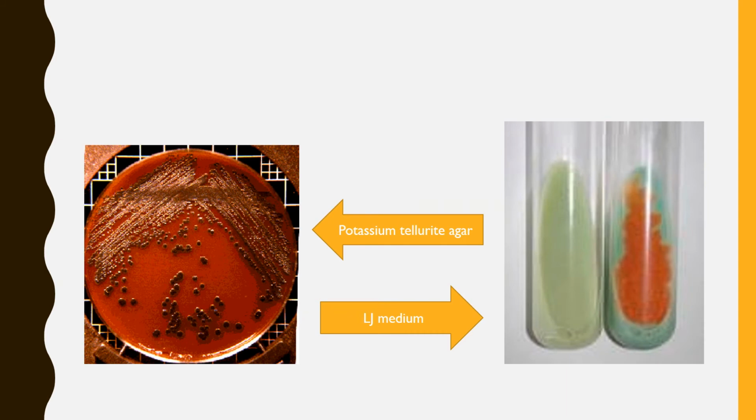And this is also an example of selective medium. This one is potassium tellurite medium, and this one is LJ medium, which is used for the growth of Mycobacterium tuberculosis.